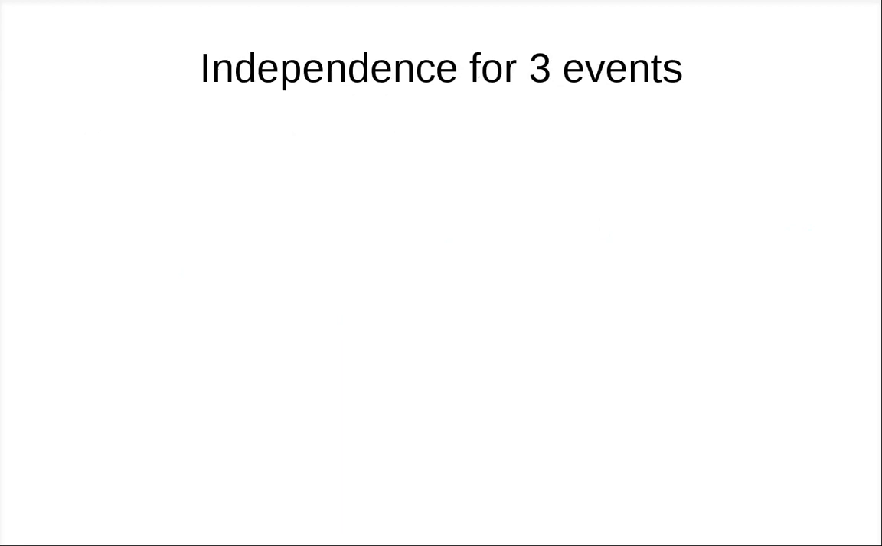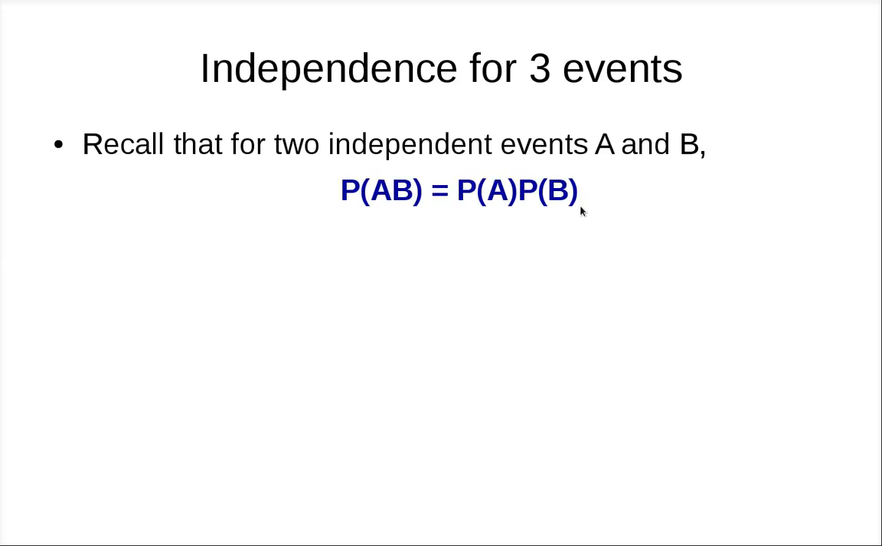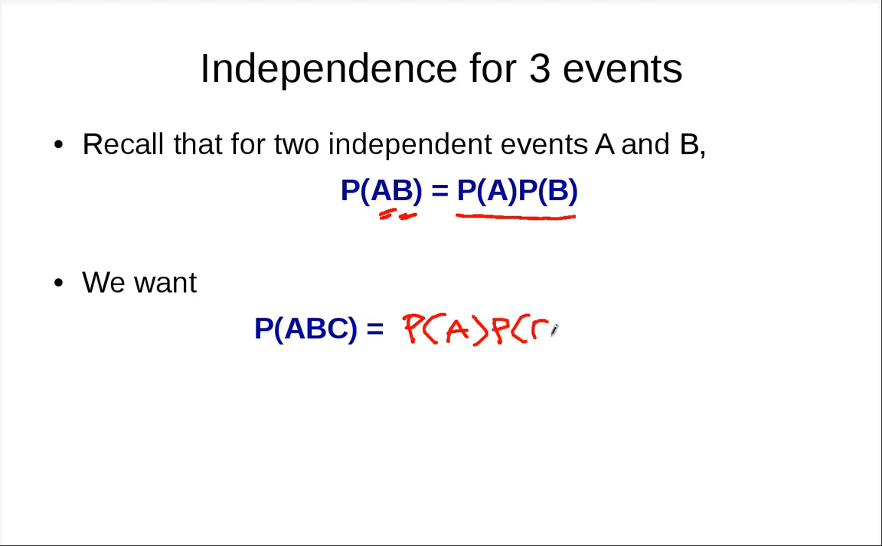Let's talk about the case when you have more than two events. Recall that when you have two events A and B and they are independent, we have this fact. It might seem like a little fact, but being able to spread the probability out as the product of two factors is really important in some other applications later on. When we talk about independence for three events, we probably want the same. We want to be able to say that if we have this, then we have this, but probably we require something more than just this.